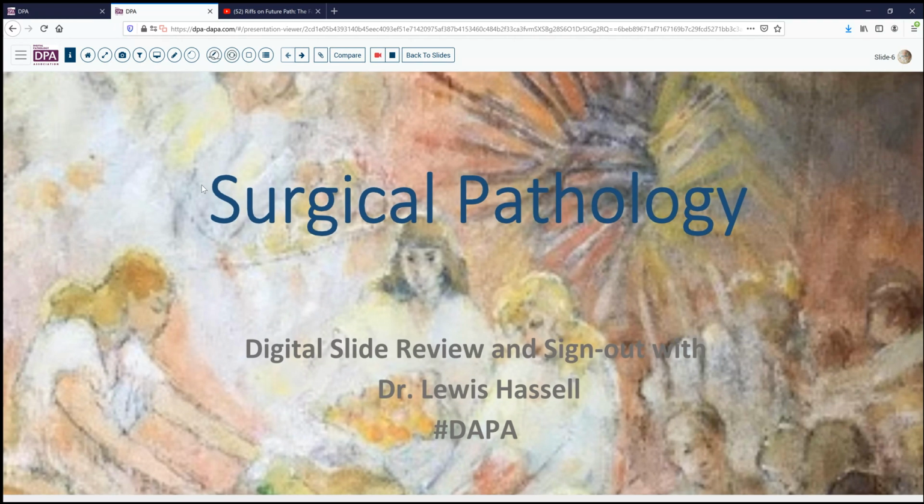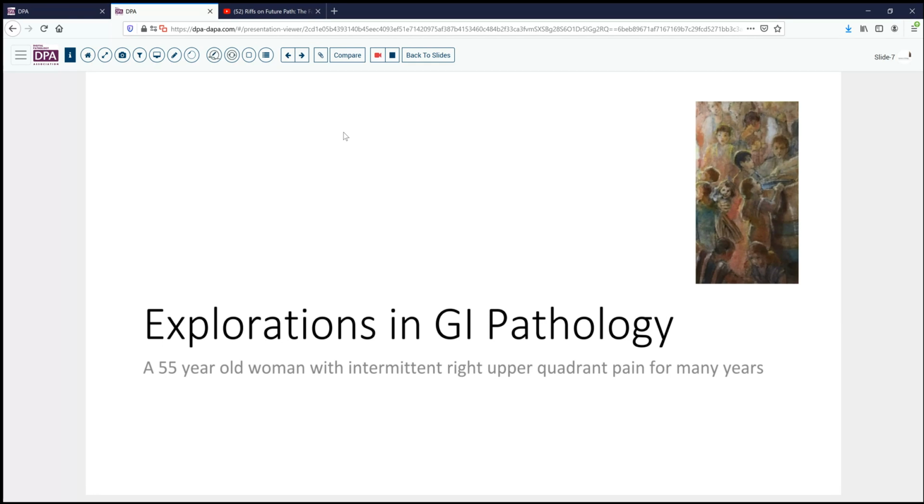I'm Dr. Lewis Hassel, coming to you from the campus of the University of Oklahoma Health Sciences Center in Oklahoma City. Our case today comes from the realm of GI pathology. The patient, who was seen at first at an outside hospital, is a 55-year-old woman with intermittent right upper quadrant pain for many years. Of course, with that kind of history, the gallbladder was immediately suspect, and a willing surgeon was found to remove the gallbladder.